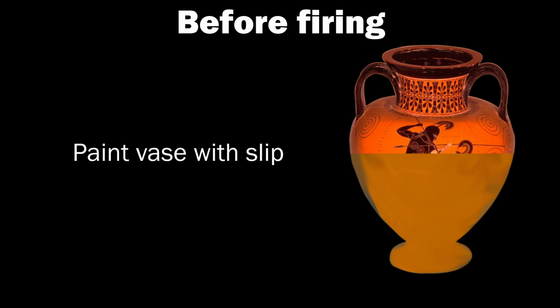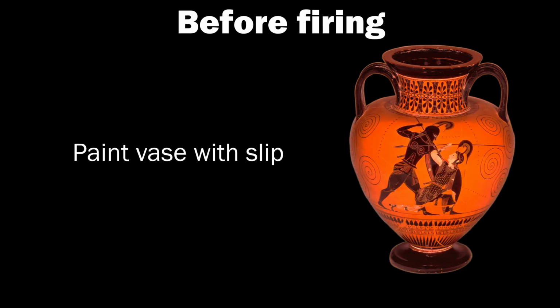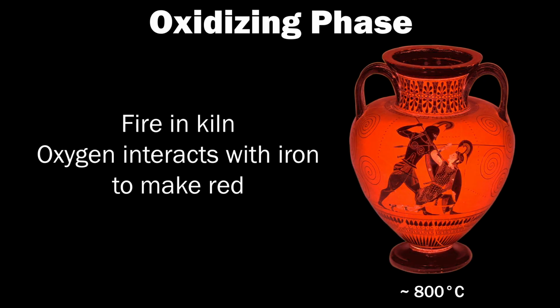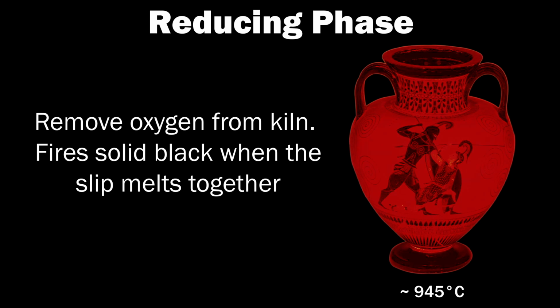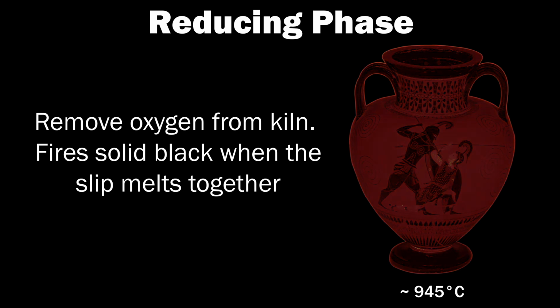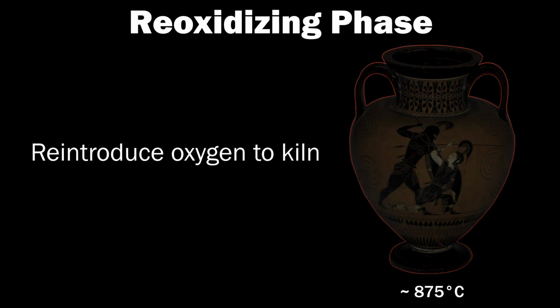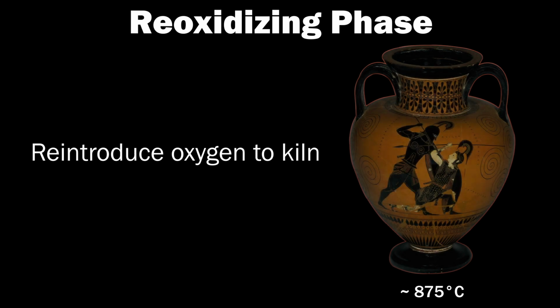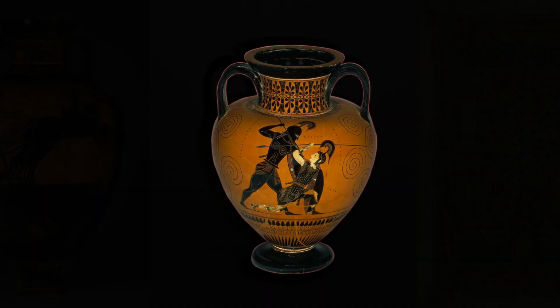First, they would paint the vase with slip, and then they would fire it in a kiln. The oxygen would interact with the iron in the slip to create red. They would remove the oxygen from the kiln, which would turn the vase to a solid black color with the slip melting together. And when they reintroduced oxygen, they were able to produce black, red, and white like the vase you see now.